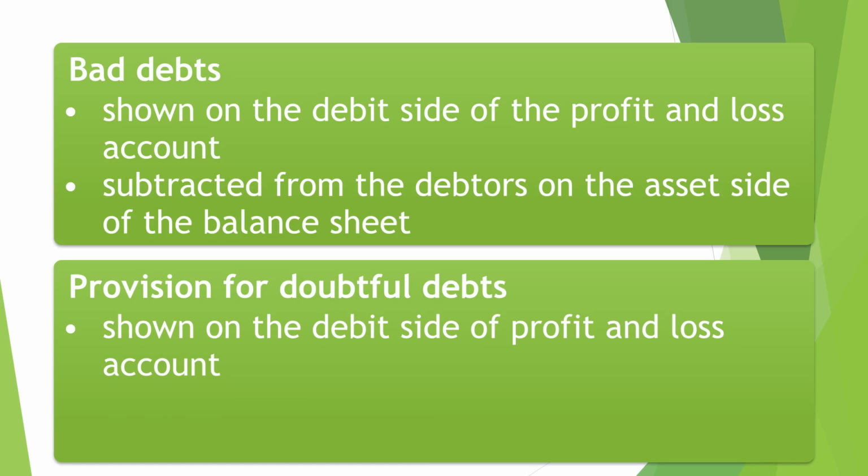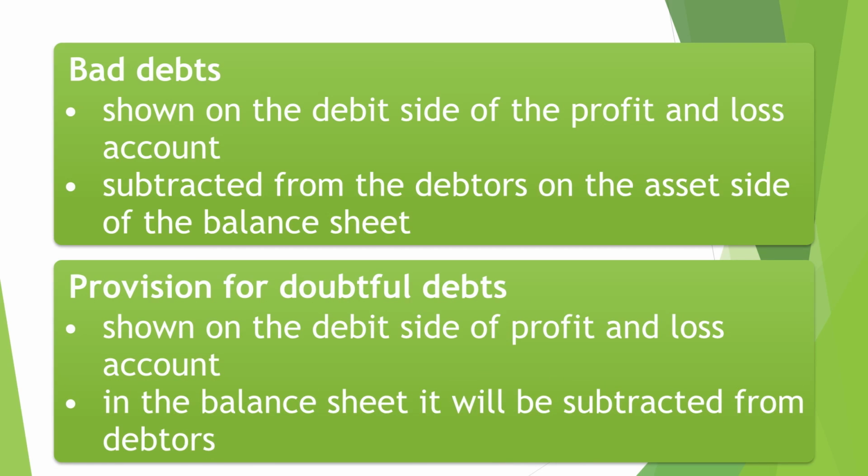Reserve for doubtful debts or provision for doubtful debts. This is the provision or reserve created for future bad debts. It will usually be given as a percentage on debtors. It has to be calculated on debtors after subtracting bad debts, if any. Once it is calculated, it will be shown on the debit side of profit and loss account, and in the balance sheet it will be subtracted from debtors.